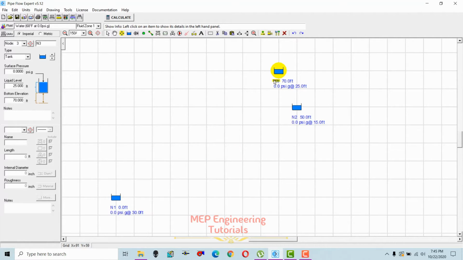So I am done with the elevations and everything. So let's draw the pipe. Here you can see add pipes, you can draw the pipes from there. I'm going to draw a pipe from this tank.